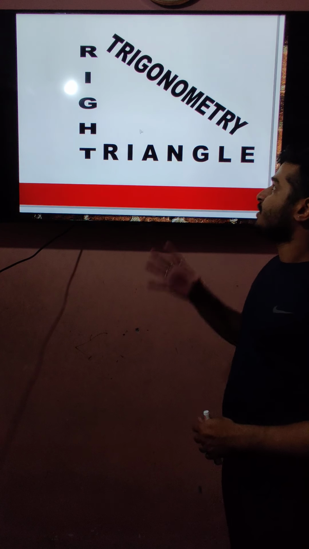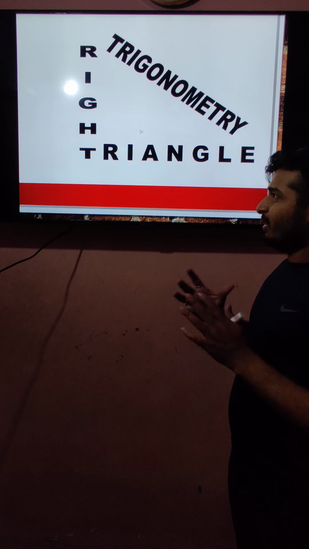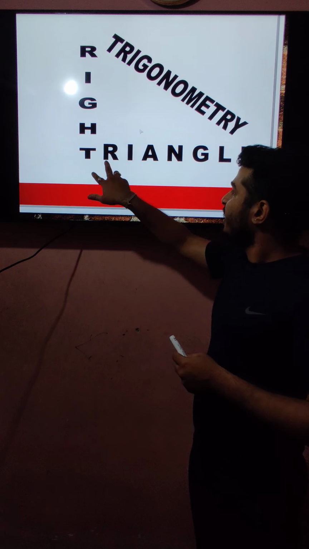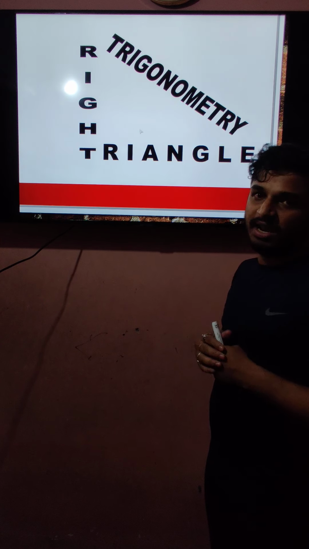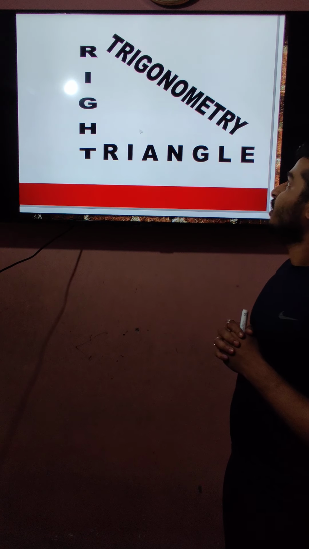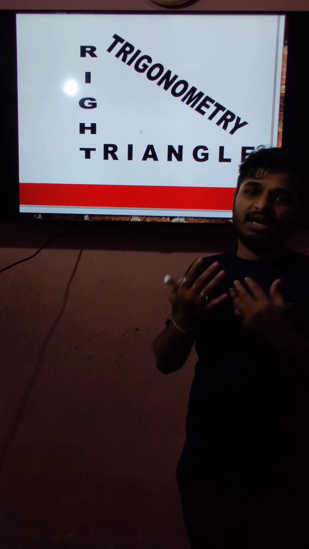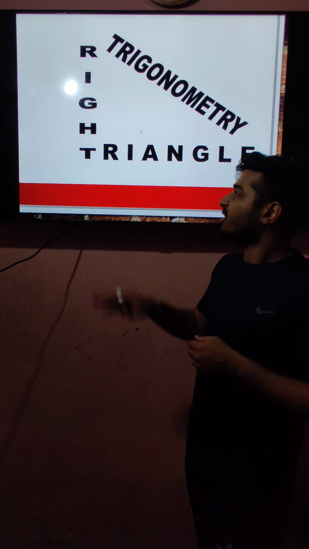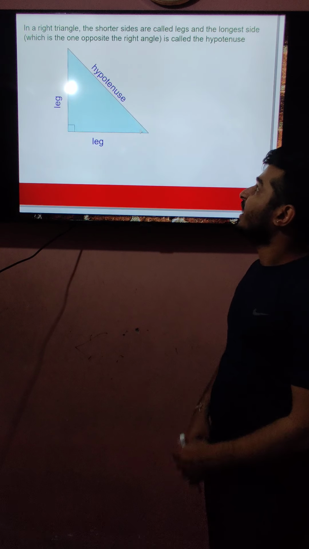Now, what is trigonometry? Trigonometry is nothing but a right triangle. What is meant by a right angle triangle? A right angle triangle is nothing but a triangle that has a 90 degree angle. So now we will go on with a right angle triangle.